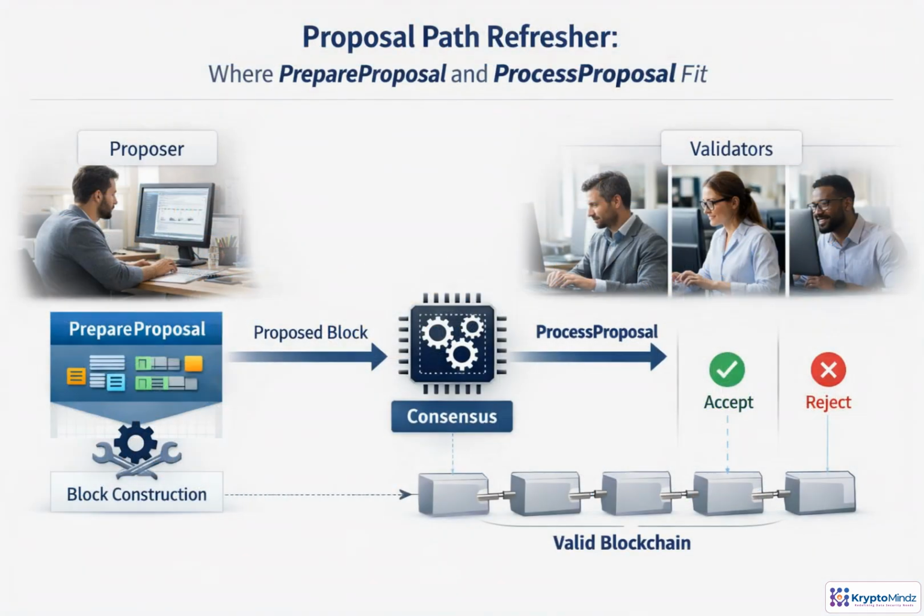At each height and round, only the selected proposer runs prepare proposal. It can choose, order, or adjust candidate block contents according to application rules. After the block is proposed, validators run process proposal independently to decide whether it is acceptable. That decision must be deterministic. Given the same proposal and state, honest validators should reach the same result. Because both callbacks sit in the consensus critical path, flexibility must never compromise safety.